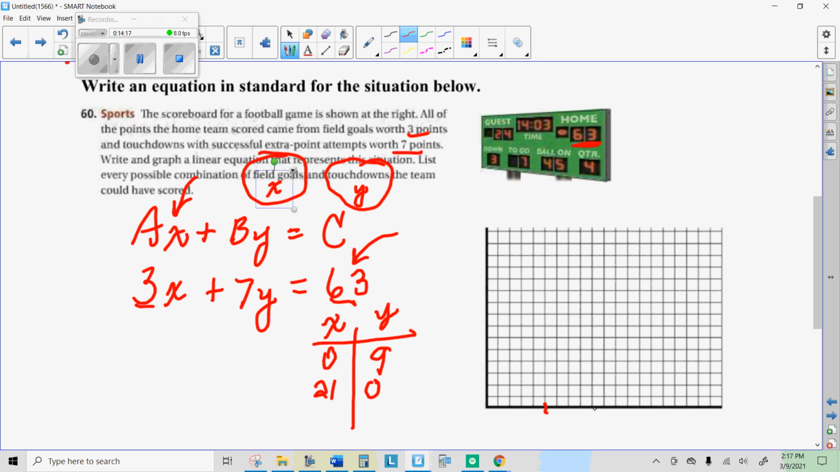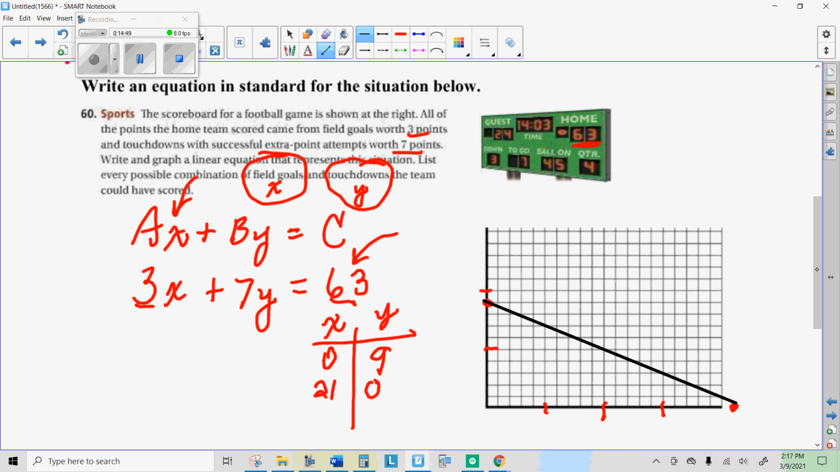Let's see if we can get there. That's 5, 10, 15, 20. It's actually 1 past that. So there's 21, 0. And then 9 up here, that's 5. That's 10, so 9 is right there. And then all the possibilities, now these have to be whole numbers because you can't have part of one, but they would all have to be on the line between those two dots.